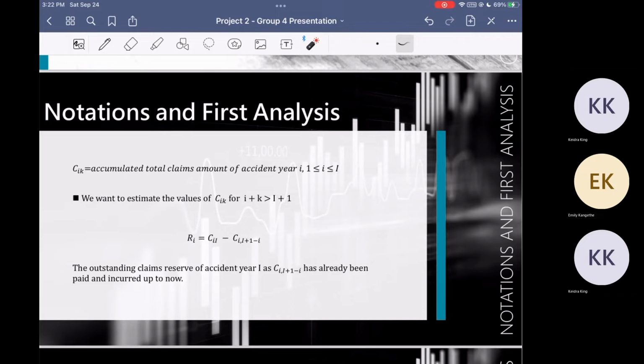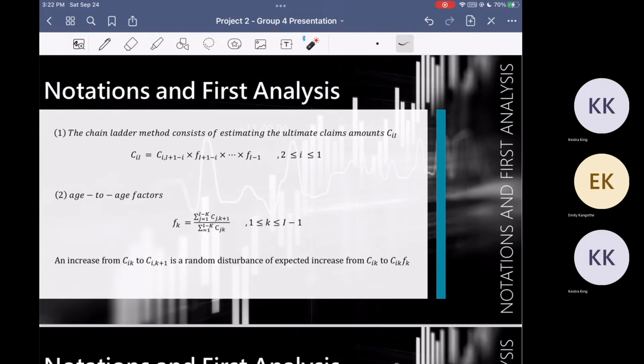So we can say C_ik is the accumulated total claims amount of accident year i, where i is between 1 and I. We want to estimate the values of C_ik for i + k greater than I + 1. So we have R_i, which is claims reserves, equals C_iI minus C_i,I+1-i. So the outstanding claims reserves of accident year i, C_i,I+1-i, has already been paid and incurred up to now.